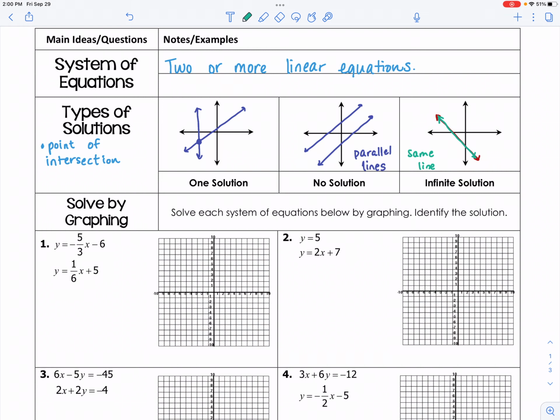In order to be able to graph, we want to make sure that the equation, or both equations, are in slope-intercept form, because it's easier to graph, y equals mx plus b form, to graph. Now, don't forget, you might have some horizontal lines and some vertical lines, so just be aware of those when you are graphing. So we're going to do a few together.